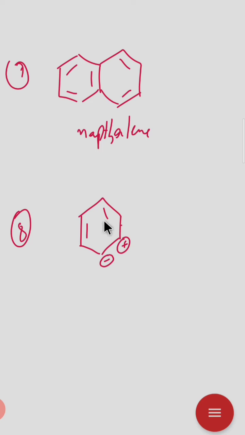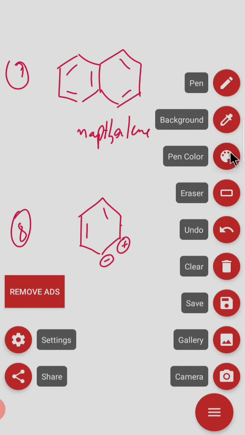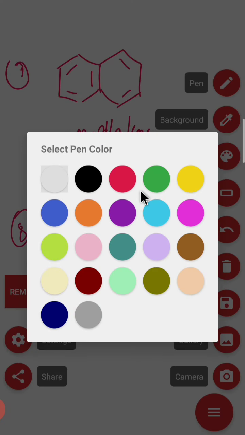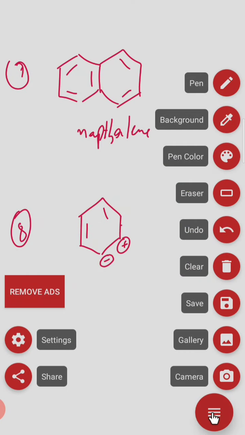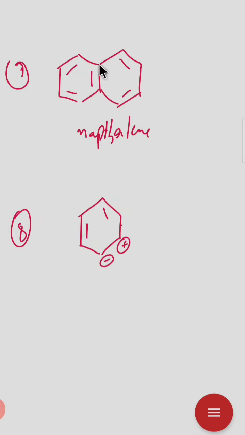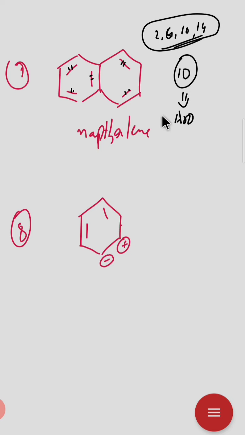Now let me change the color of the pen. Here all the atoms in the ring are sp2 hybridized, so we need to count the number of pi electrons. Naphthalene has how many pi electrons? 10 pi electrons. 10 pi electrons means naphthalene is aromatic. I have already told that if the number of pi electrons is 2, 6, 10, 14, then the compound will be aromatic. So naphthalene is an aromatic compound.